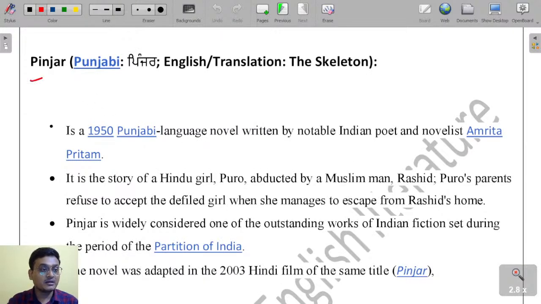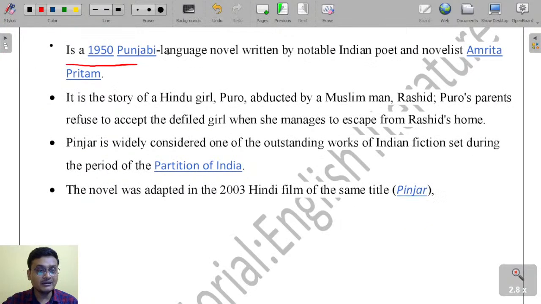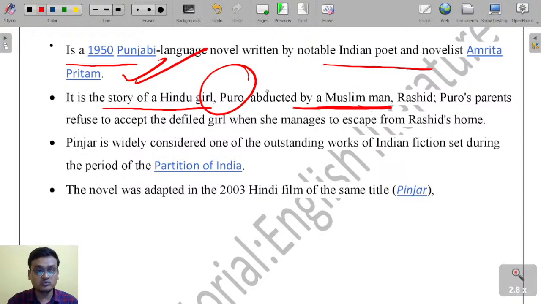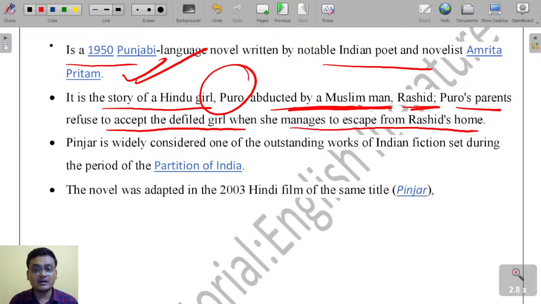Another important novel here is Pinjar, that is, the skeleton. Okay, it is a 1950 Punjabi language novel written by the notable Indian poet and novelist Amrita Pritam. It is the story of a Hindu girl, Puro, abducted by a Muslim man. So Puro was abducted by a Muslim man, Rashid, and Puro's parents refused to accept the defiled girl when she manages to escape from Rashid's home. So the Muslim man, Rashid, had abducted Puro, but Puro's parents refused to accept her when she managed to escape from Rashid's home and returned to her own home. Her parents refused to accept her.